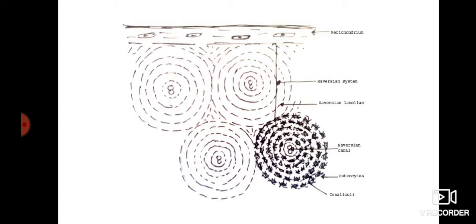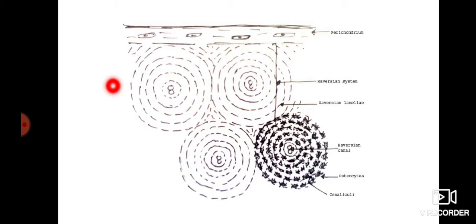If you take one Haversian system, the center of the Haversian system consists of a canal called the Haversian canal, which transmits blood vessels and nerves. So this is a blood vessel and nerve present inside the Haversian canal. Surrounding the Haversian canal, several concentric lamellae are present. Each Haversian system consists of 5 to 6 concentric lamellae surrounding the Haversian canal. So the center portion has a Haversian canal, and surrounding it are the concentric lamellae.